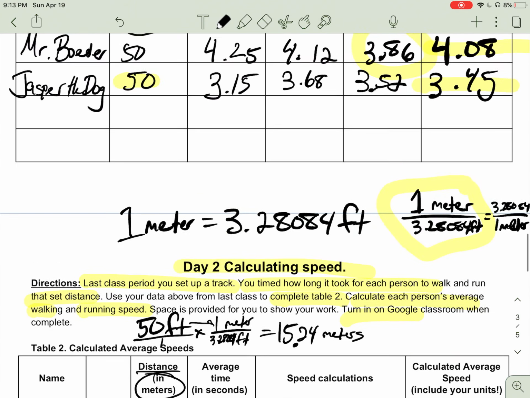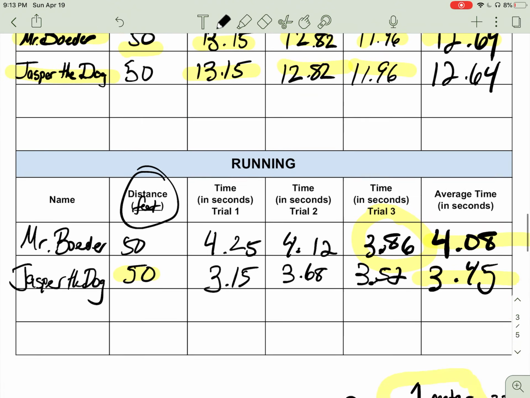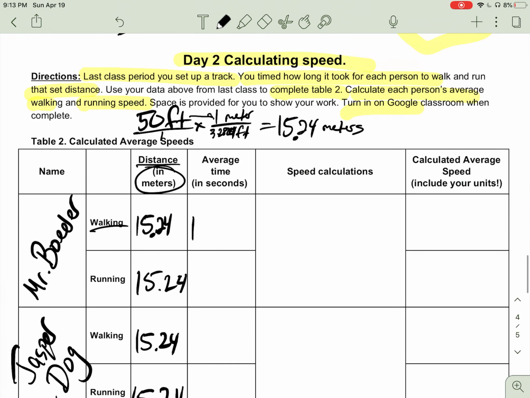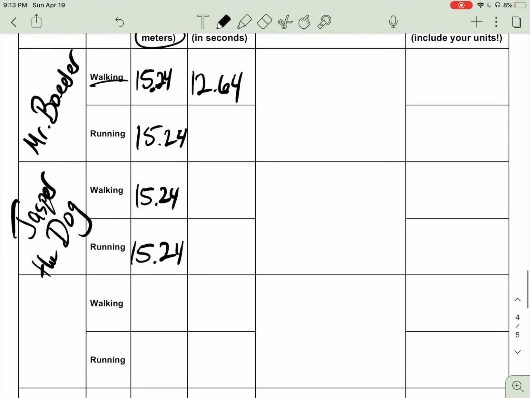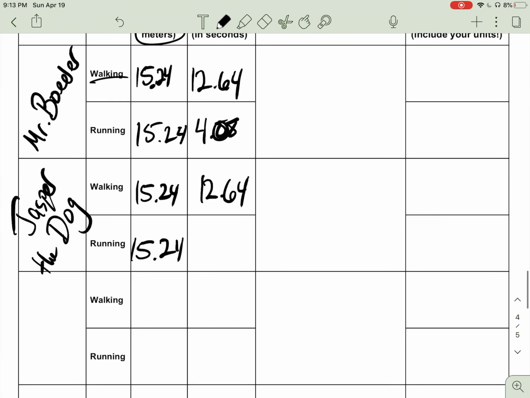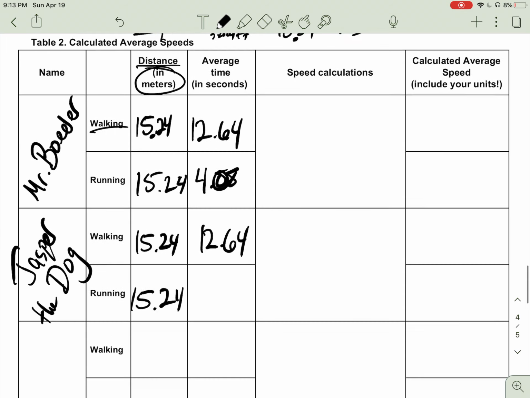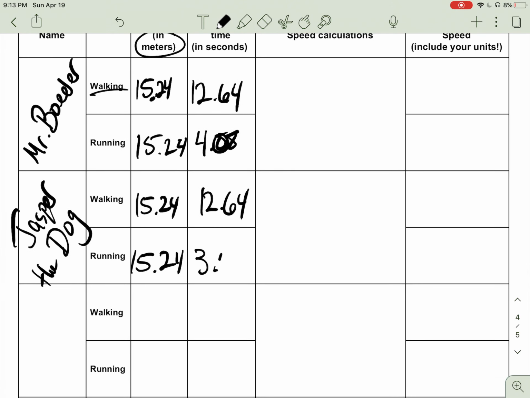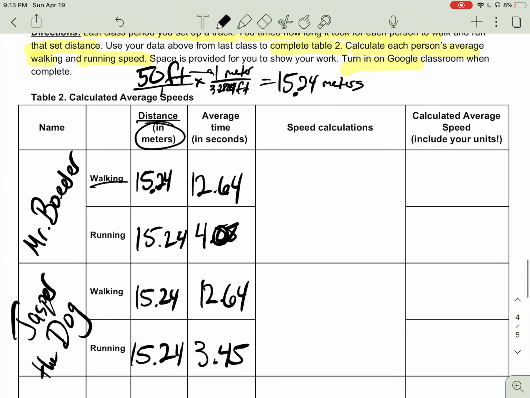And then we'll bring down our average times from above here. Walking was 12.64 for both Jasper and I. And then my running time averaged 4.08, and Jasper averaged 3.45, he's quick. And now we can do some speed calculations.